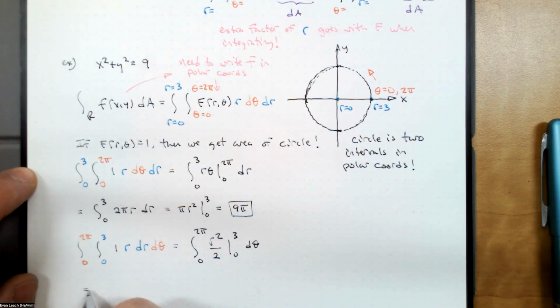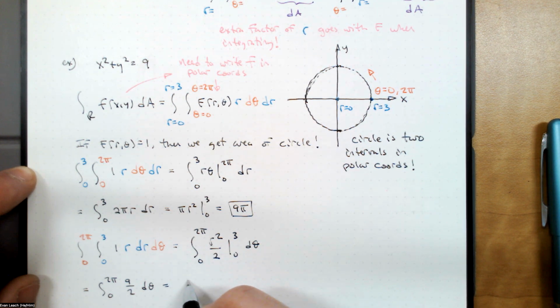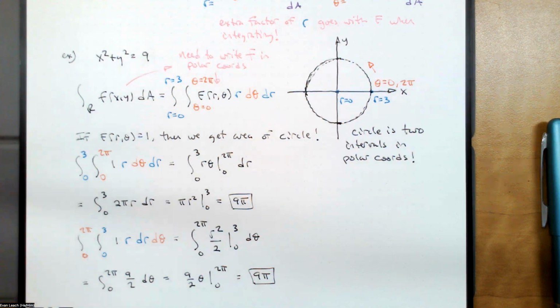This is going to be the integral from 0 to 2 pi of 9/2 d theta. So I'll have 9/2 theta evaluated from 0 to 2 pi. The 2 cancels out the 2 down here, and we get 9 pi. Because when you integrate the function 1, you get the area of your region.